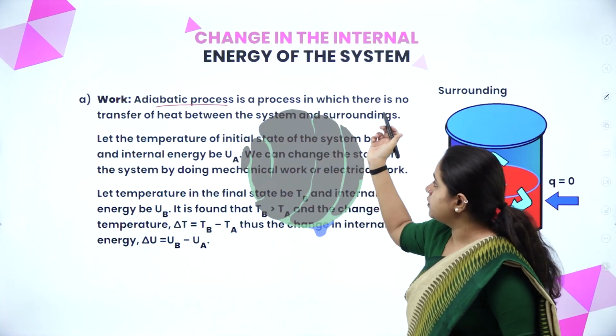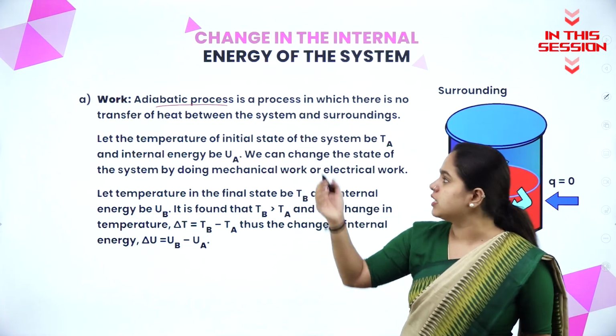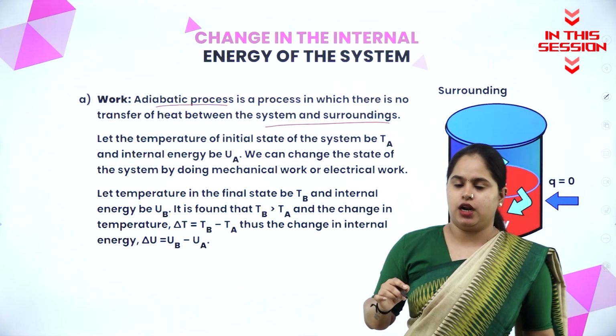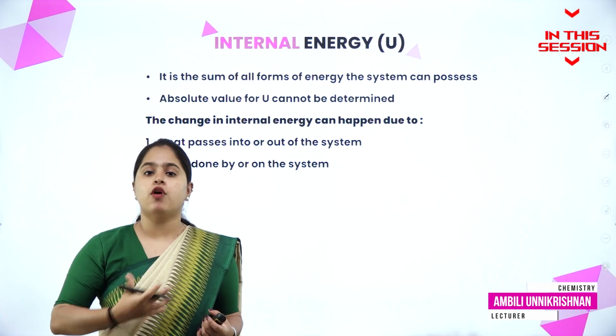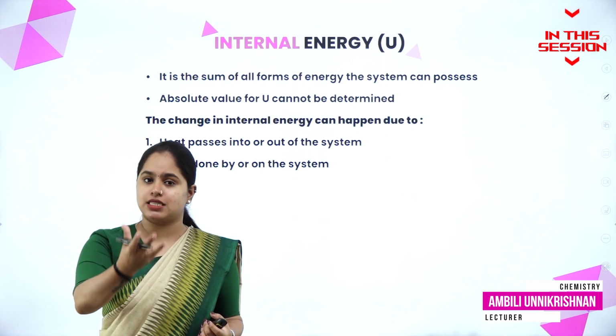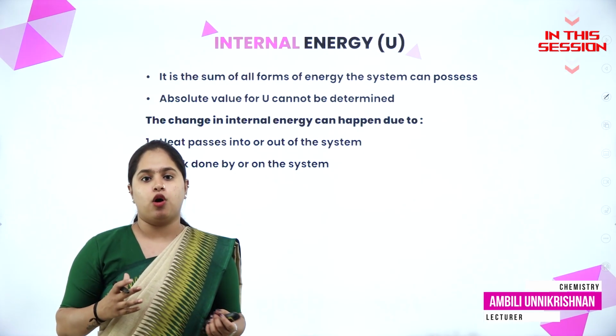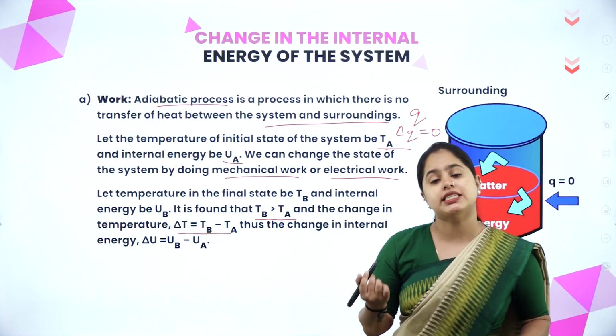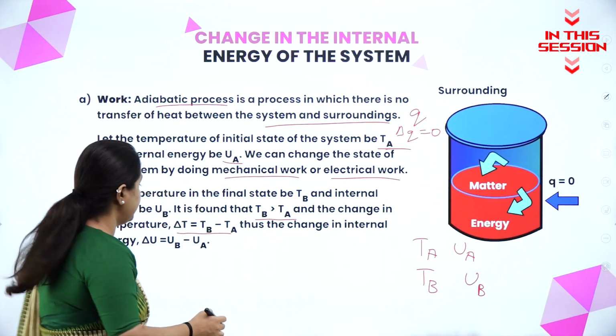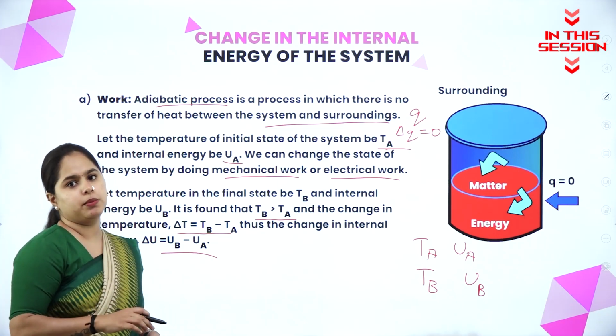It is a process in which there is no transfer of heat between the system and surroundings. If you are considering a system, the sum total of all the types of energy the system is having, the sum total of that is called as internal energy. How can you represent the change in internal energy? That will be delta U is equal to UB minus UA.